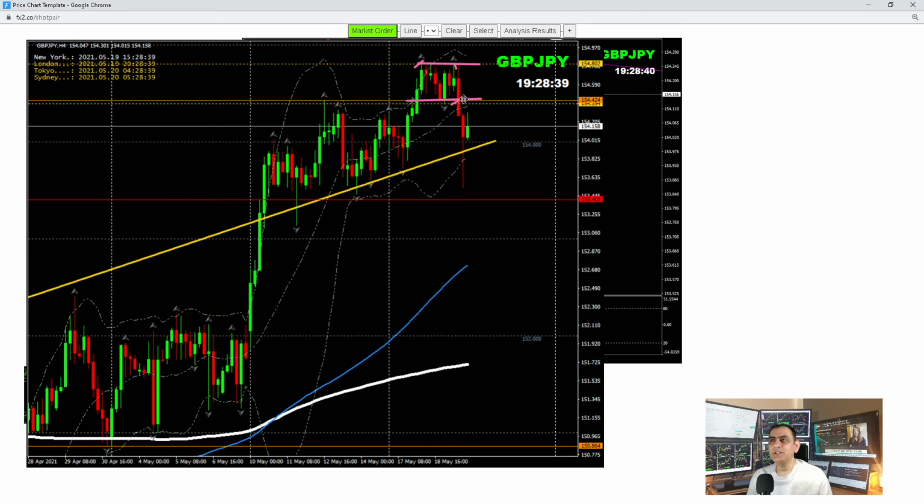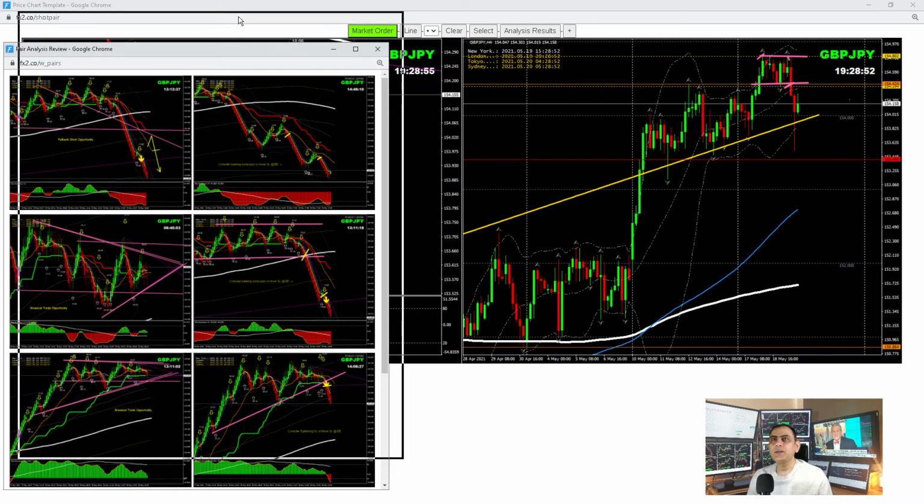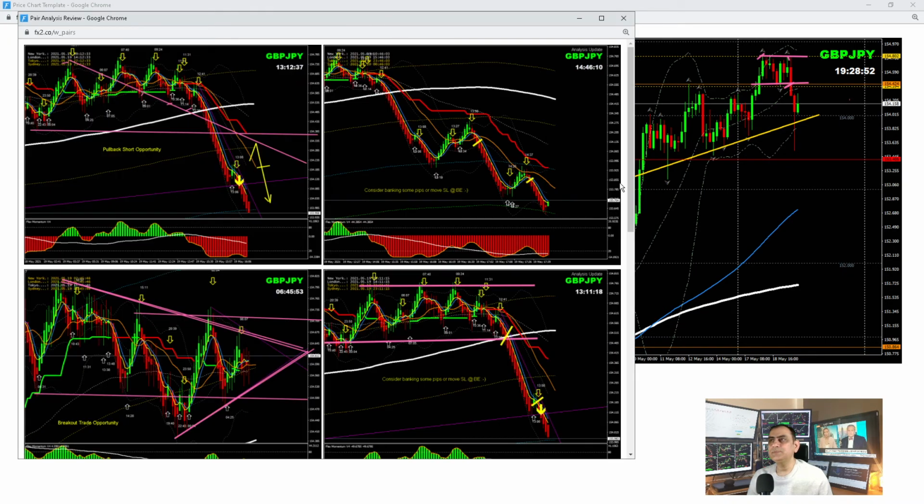If the price is going to break, then we're going to take a short trade here, and that's what happened. As soon as the price broke, as always after the breakout, we kept taking a pullback short trade, and that's what we really enjoyed. As you can see here, let me share with you the analysis of pound yen.